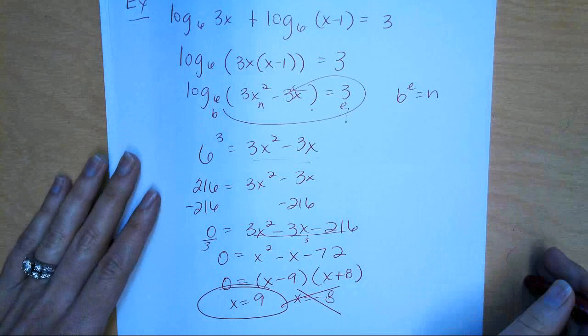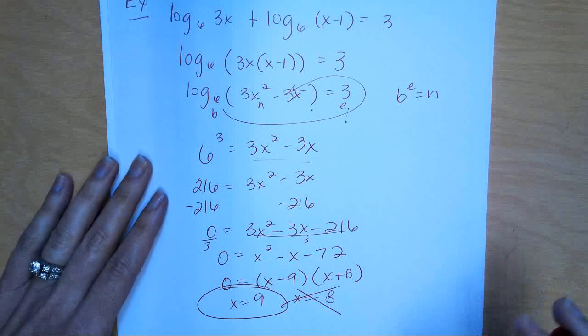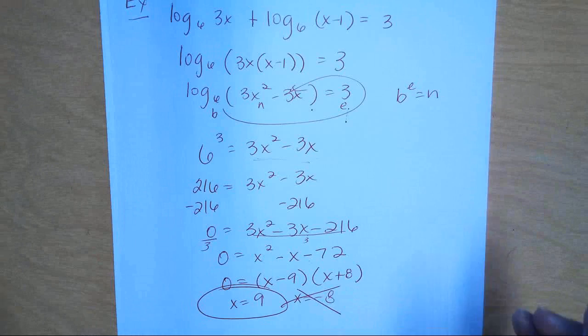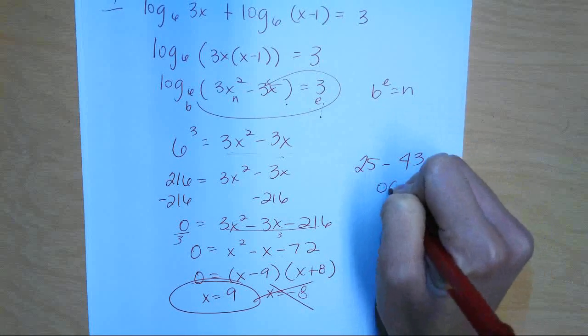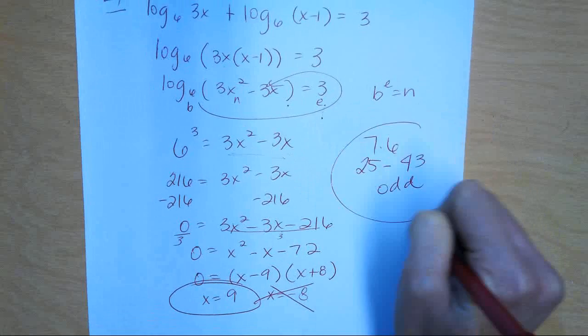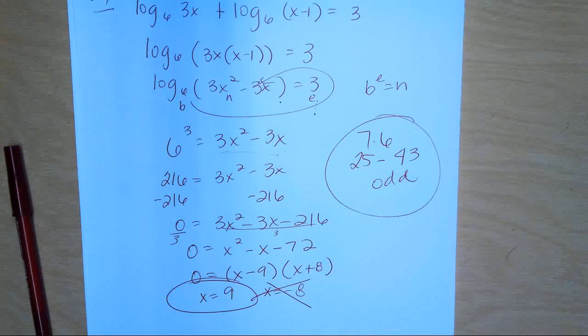Questions? Okay, your homework is going to be 25 through 43 odd, and this is still 7.6. Tomorrow we're going to do 7.